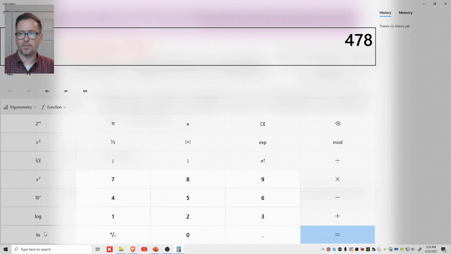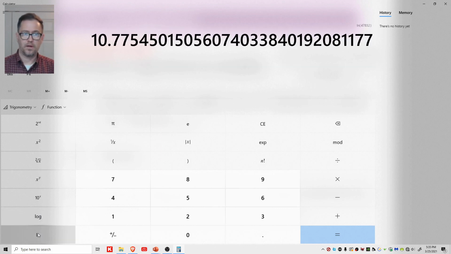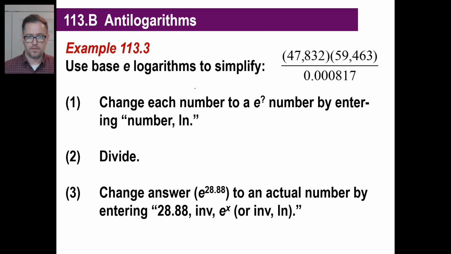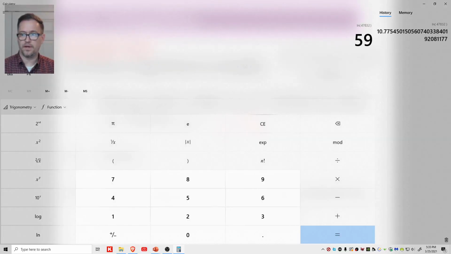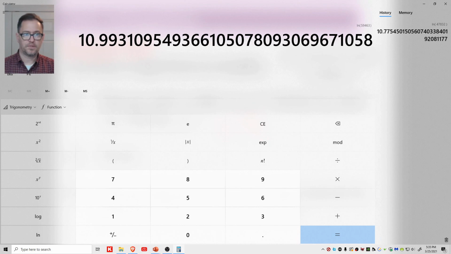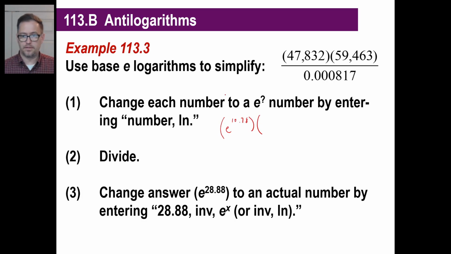We're just going to enter in the number 47,832. Then we'll put log, and there we go. 10.77, we'll call it 10.78. So that's going to be e to the 10.78, that's the first one. Okay, second one, 59,463. What power is it going to be? Oh, e to the 10.99 power.